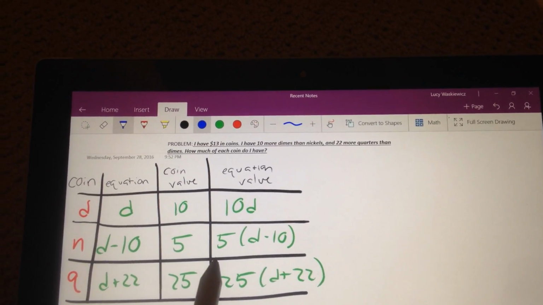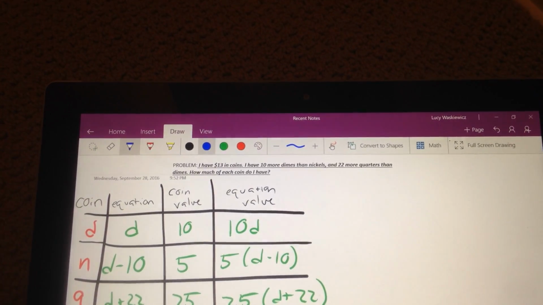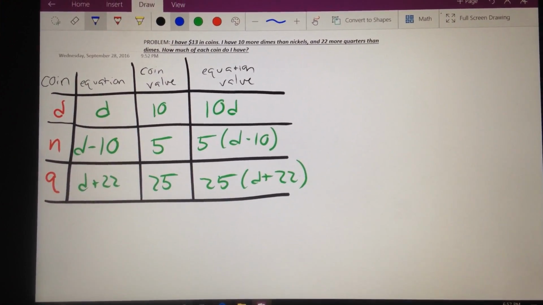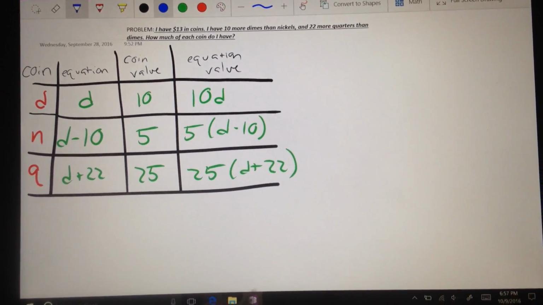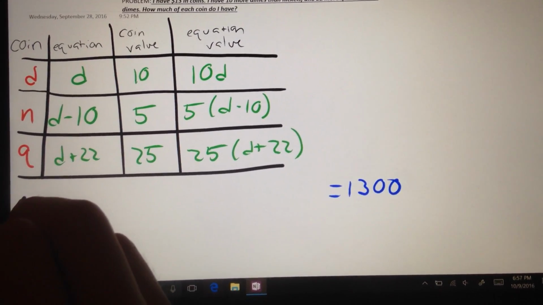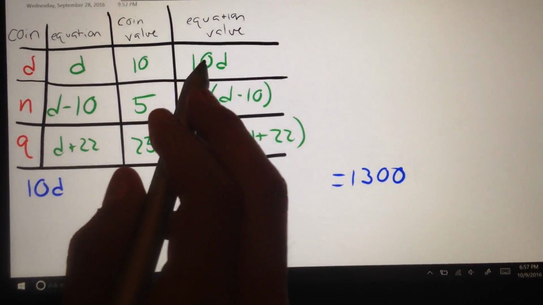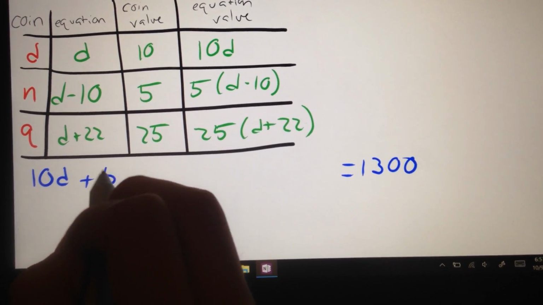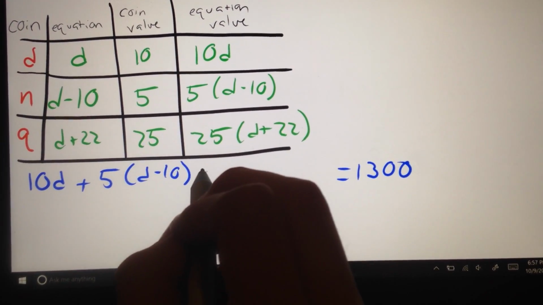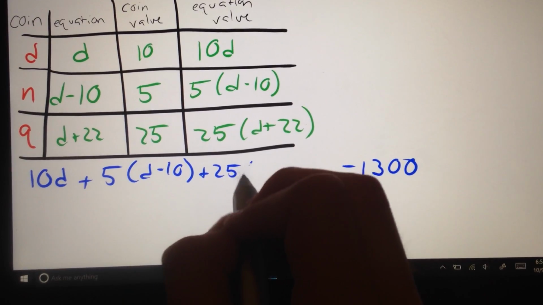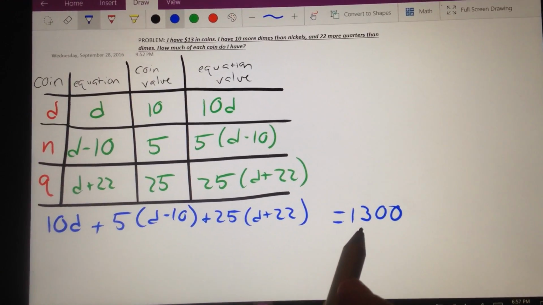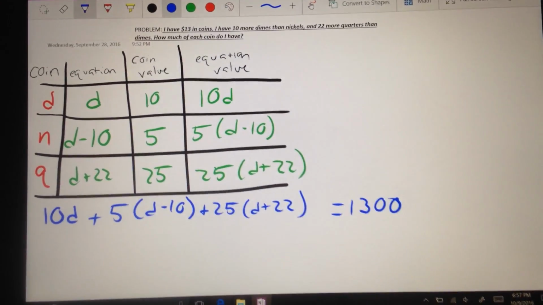Now let's plug all of these valued equations, each of which equal the total number of all of their coins, into an equation that equals the total value of all of the coins put together, which is $13 or 1,300 cents. 10d, the first equation value, plus 5 times d minus 10, the second equation value for nickels, plus 25 times d plus 22, the third equation value for quarters, equals 1,300 cents, $13.